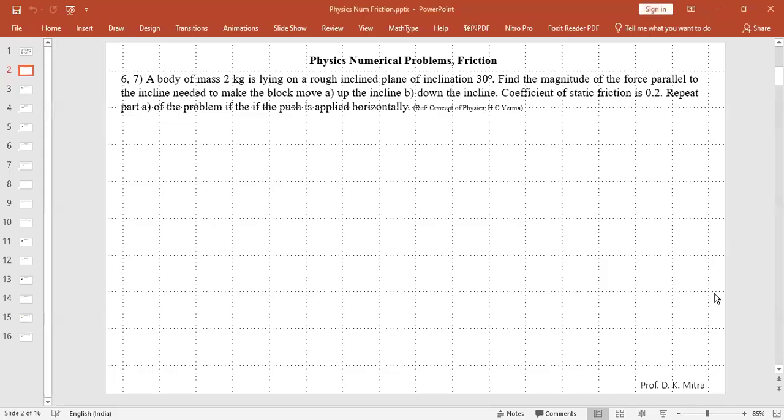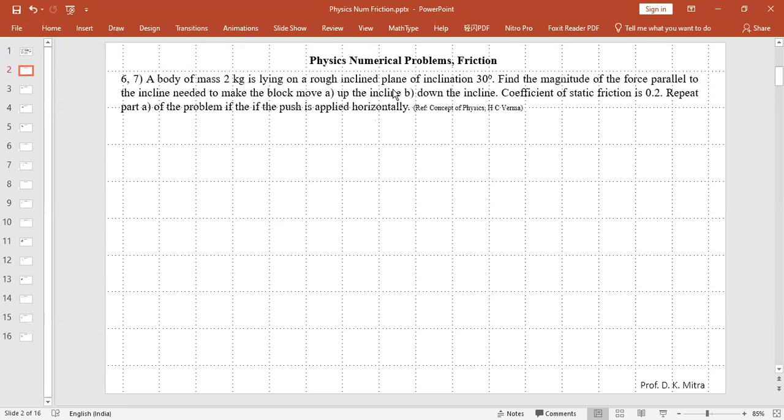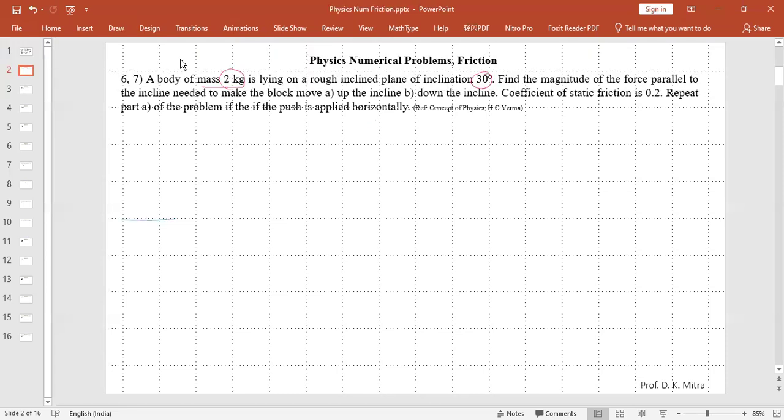We now go to another problem. The problem says that a body of mass 2 kg is lying on a rough inclined plane of inclination 30 degrees. Just draw this figure. Starting with drawing a figure will be very helpful.